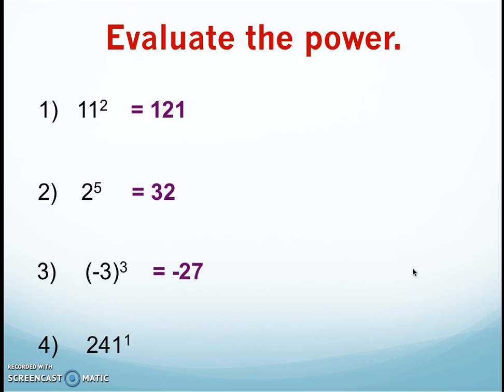If we have something to the first power, that really just means, for number 4, I have 241 and nothing more. It's not multiplied by anything. It's just 241, so it's just 241.